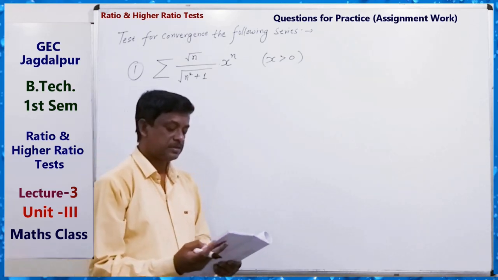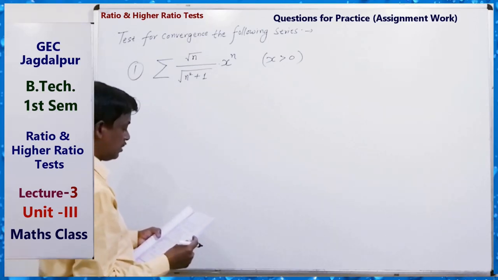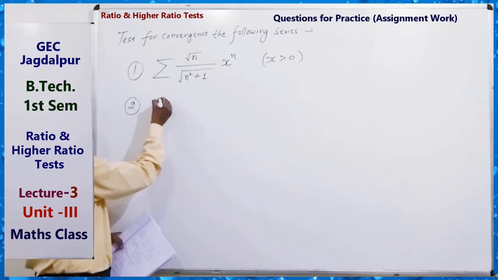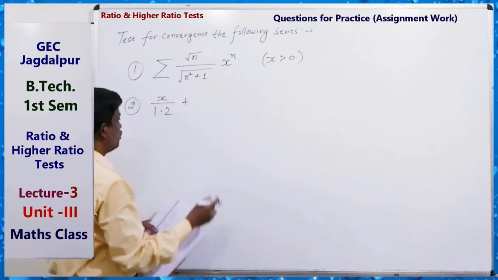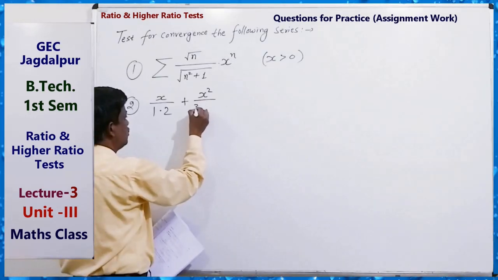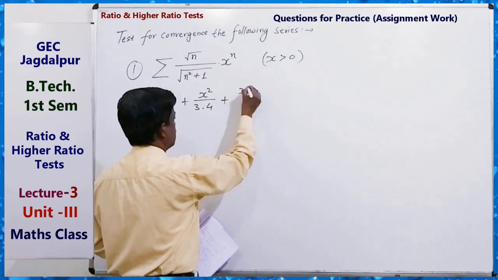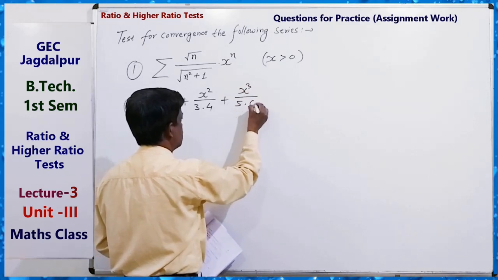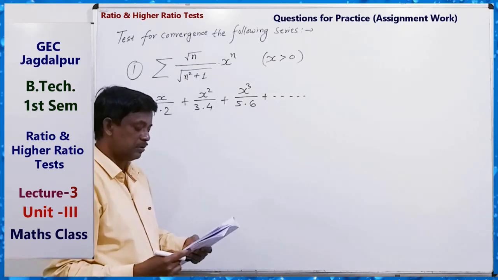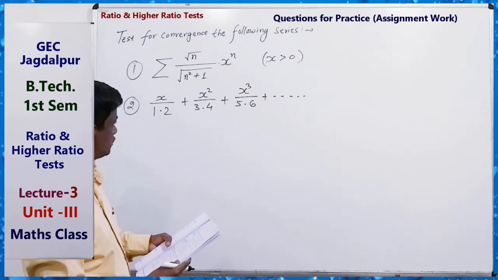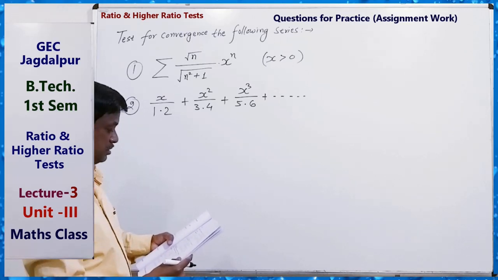Test convergence, the series is like this. Second question: x upon 1 into 2, plus x square upon 3 into 4, plus x cube upon 5 into 6. That is 1, 2, 3, 4, 5, 6, with x, x square, x cube, and so on.